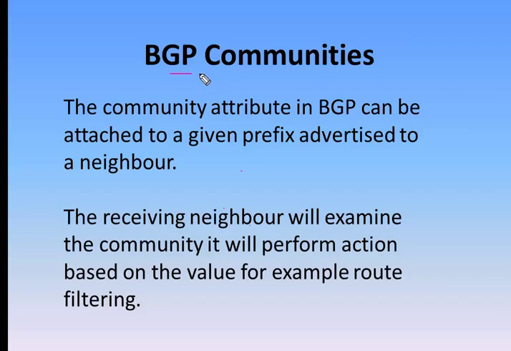Welcome back. Today we're going to take a look at BGP communities. Let's go through some of the basics first. The community attribute is a numerical value that is sent across to the neighbors. Typically, the receiving neighbor decides based on the community what action to take, that is, whether to filter the route or choose a path.